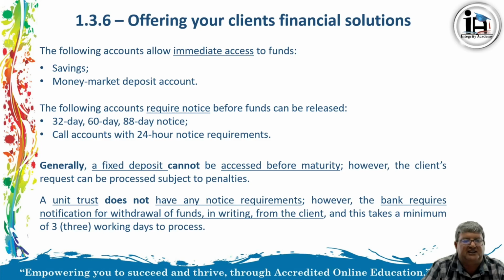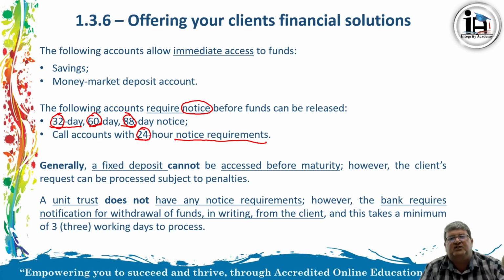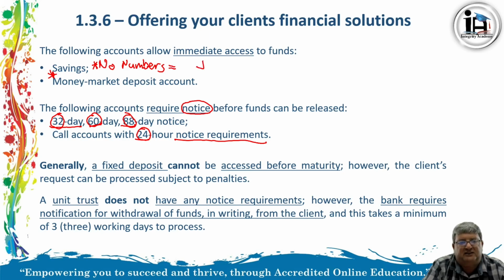So an easy way to remember this is the word notice says it all. Notice, and the moment you see days, 32 or a number, 60, 88, 24, then you know notice requirements. So that 32 will tell me 32-day notice, 60-day notice, 88 days notice, or 24-hour notice. So when you study, you can see it. The moment you see a number, it's a notice account. If there are no numbers for these accounts, then no numbers equals immediate access. I hope that makes sense to you.